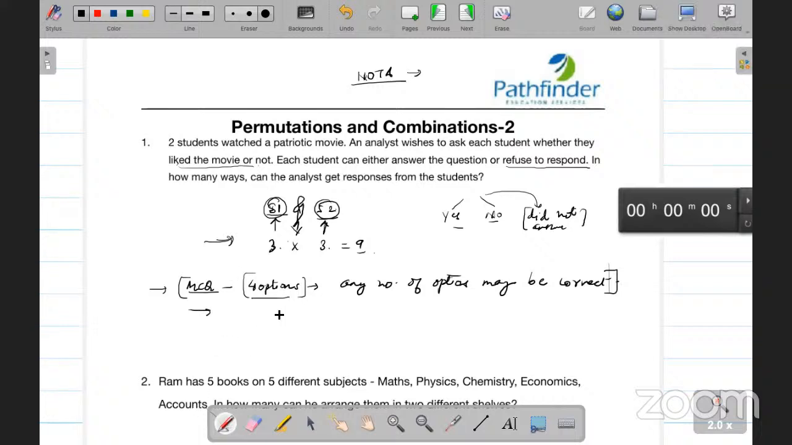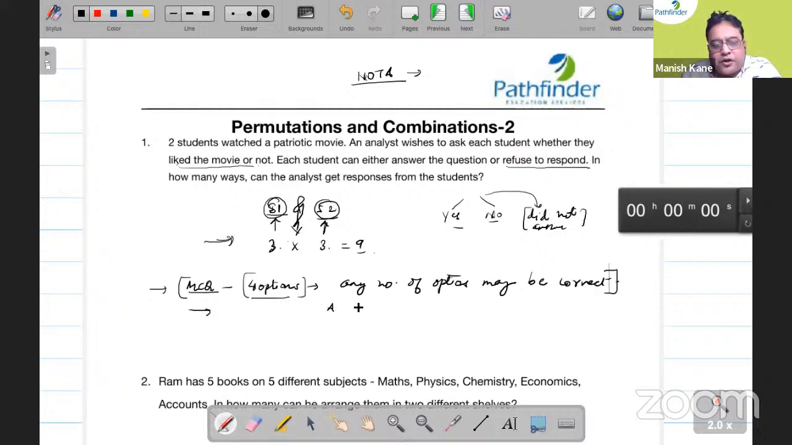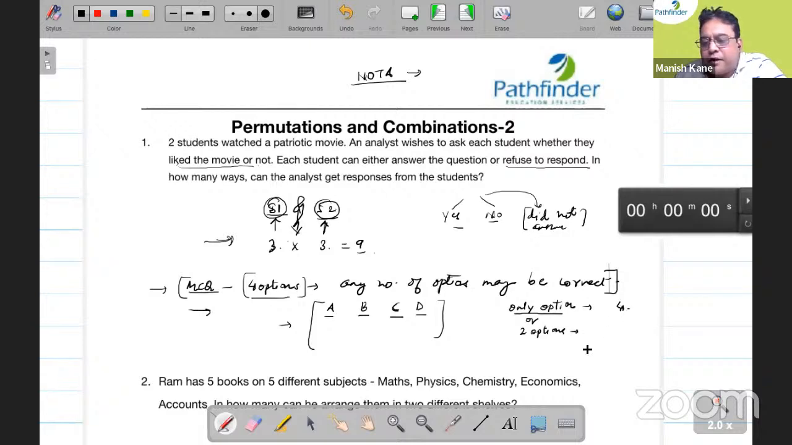Prachi, you've made a small mistake. Okay, let me solve this question for you. See, a question can have 4 options, let's say A, B, C, D. And since this is a multiple correct question, either only one option is correct, or 2 options are correct. If only one option is correct, the student can mark in 4 ways. Either he'll mark A or B or C or D. So there are 4 ways of marking this question when only one option is correct.